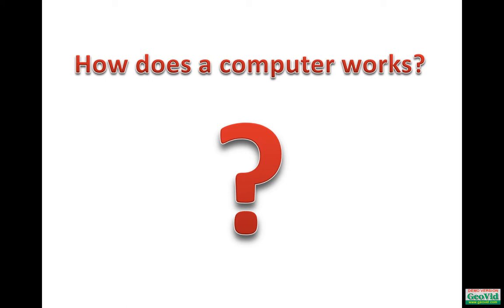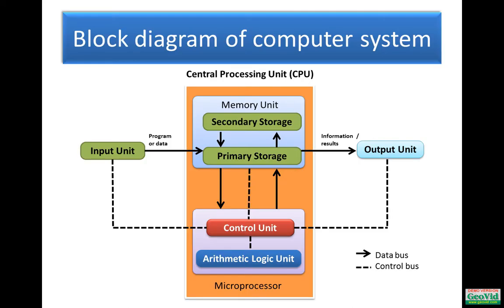First of all, to know how a computer works, we should know a diagram called the block diagram of a computer system. You can see here the block diagram of a computer system is given, and in this block diagram you can see there is an input unit, an output unit, and the central processing unit, which is the main CPU of the computer. Now I'm going to explain how this block diagram works.